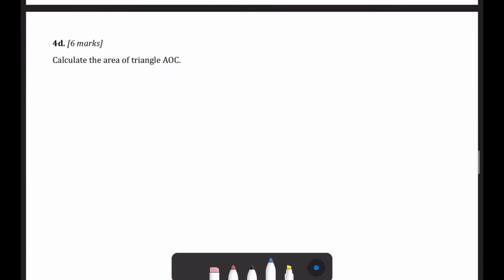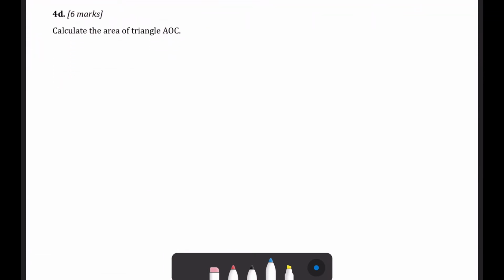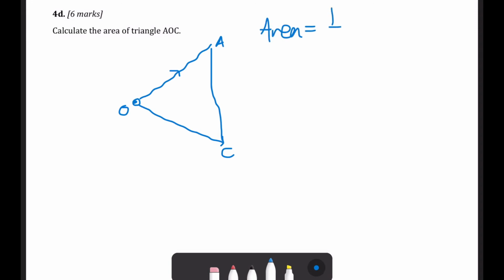Then it says calculate the area of triangle AOC. So if this is O, this is A, for example, and this is C, just a rough sketch. That would be the triangle. And I know from vectors and from area of triangles with trig that the area is equal to a half AB sine C.